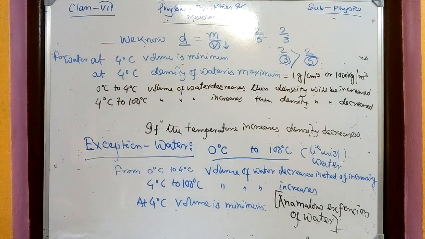For water, from 0 degrees to 4 degrees, instead of the volume increasing, the volume decreases, and at 4 degrees centigrade the volume is minimum. That's why the density of water is maximum, and after that if you increase the temperature from 4 degrees to 100, then again the volume increases and the density decreases. This is the exceptional expansion which is known as anomalous expansion of water. Okay, I think it is clear now.